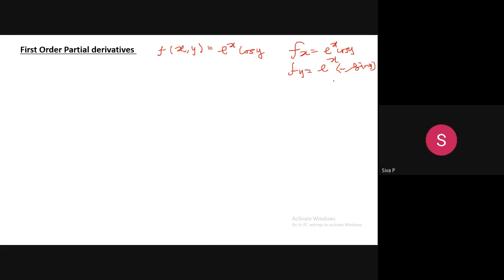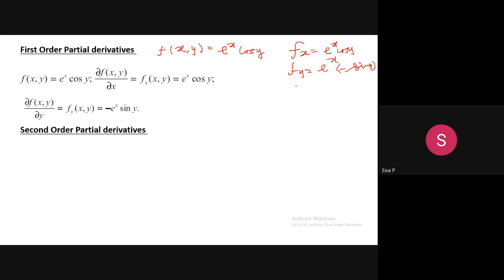Here you have to substitute 0 comma 0, x equal to 0, y equal to 0. See that fx, dou f by dou x, is e power x cos y. Then dou f by dou y is minus e power x sin y.